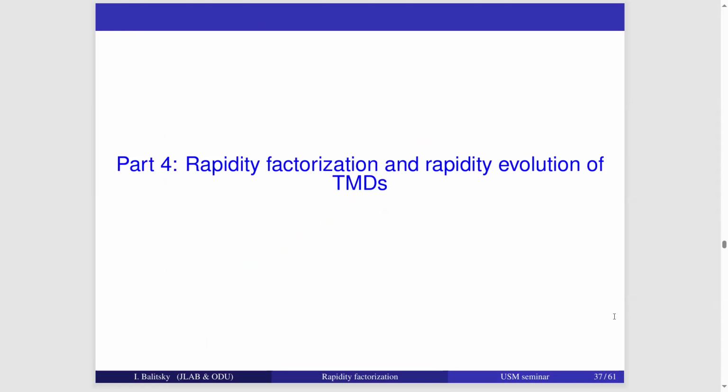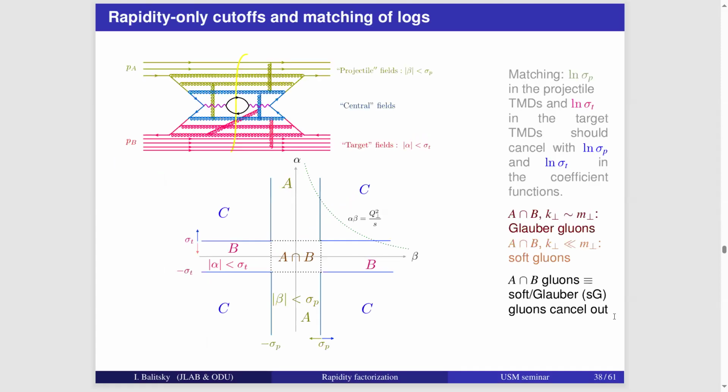The next part, the last part, is rapidity factorization and rapidity evolution of TMDs. I will try to be quick. Rapidity cutoffs mean that these TMDs, this and this, will depend on the cutoffs. The picture of the fields is like that. The fields A, these fields, have a small fraction of the target momentum. B is smaller than some cutoff. Similarly, the A fields, note that this is A, this is B, have a small fraction along the target.